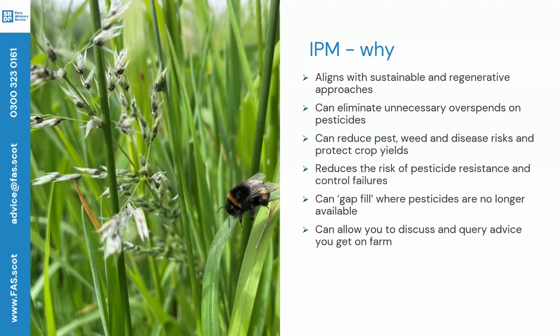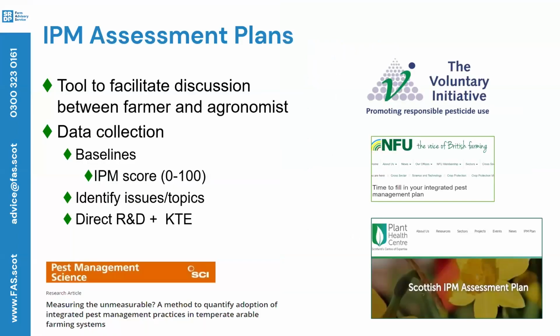By filling in a plan, it's a really good excuse and reason to sit and talk through the pesticide decisions that are being made and advised on your farm. And like I say, if I take you below the bonnet a bit in terms of how the plan is designed, the Scottish plan sits on the Plant Health Centre website, bottom right there. And it's really a tool that can facilitate discussion.